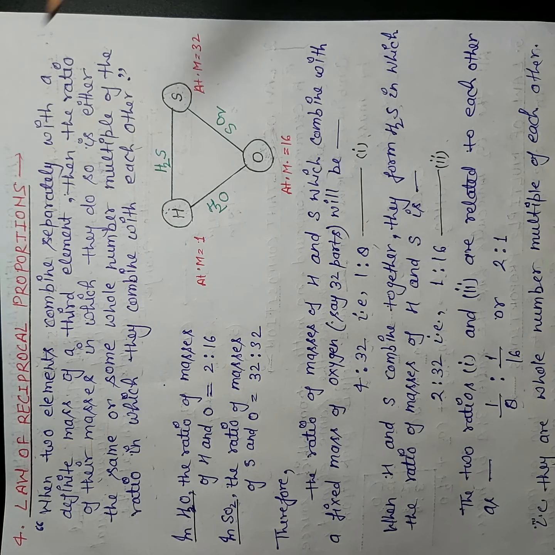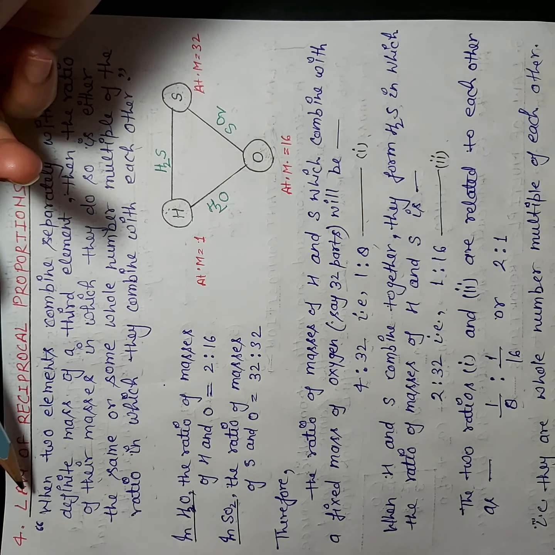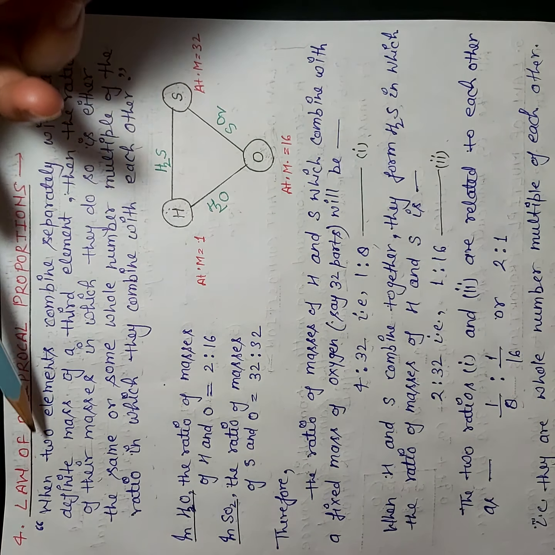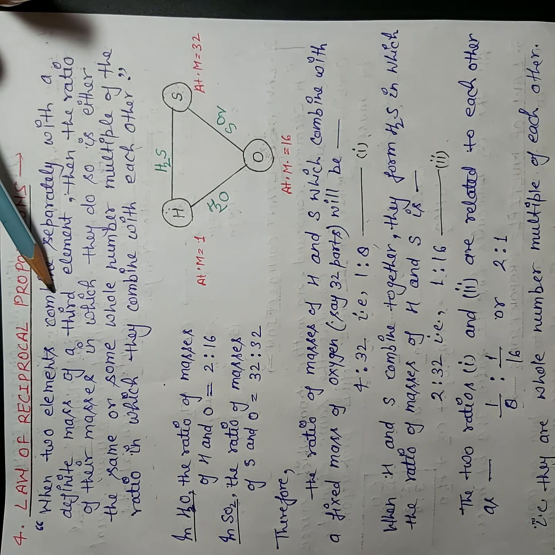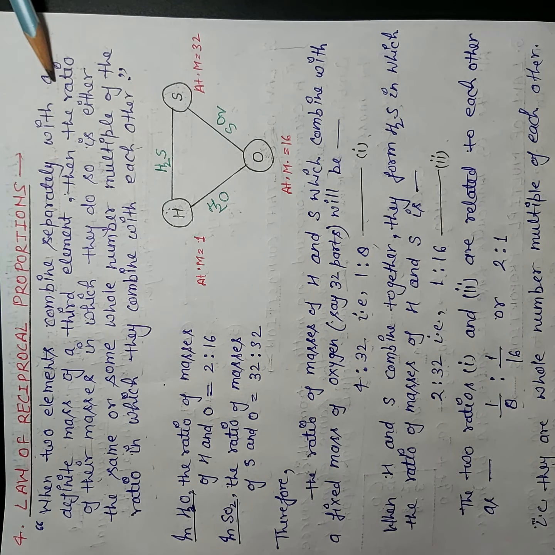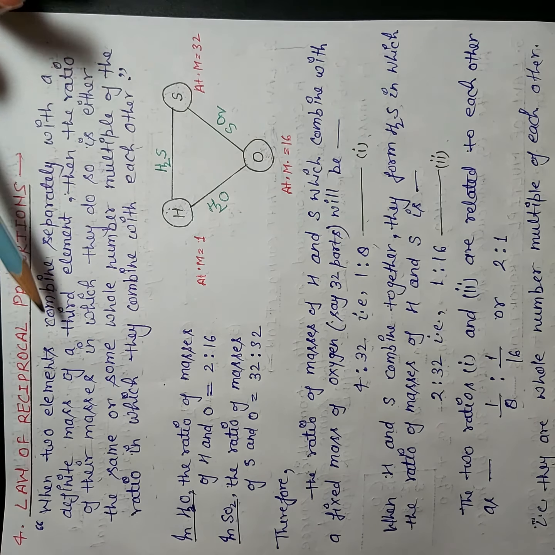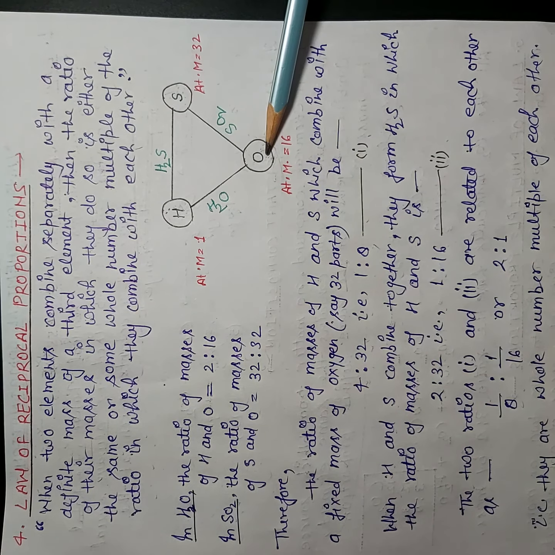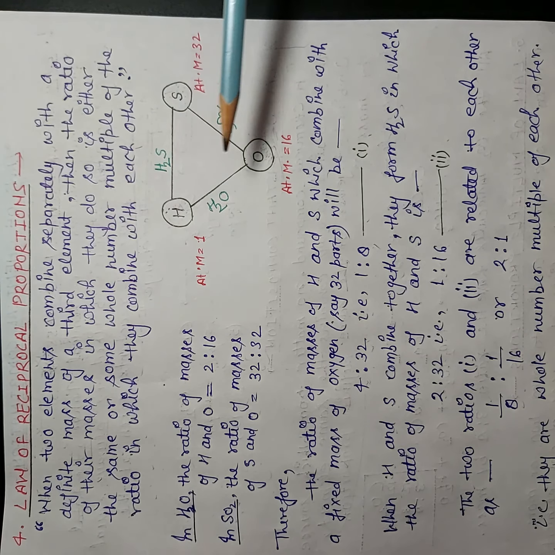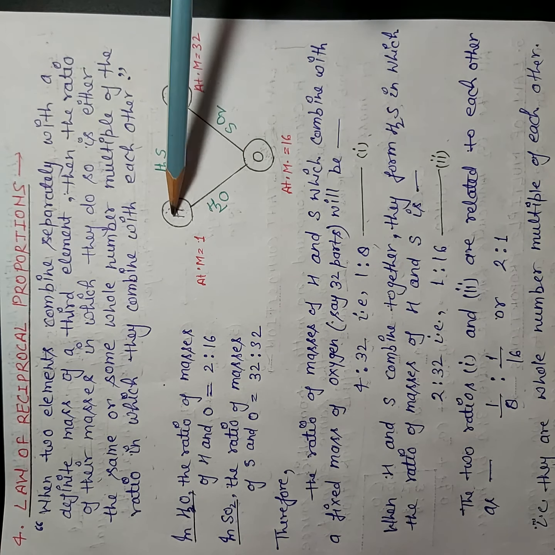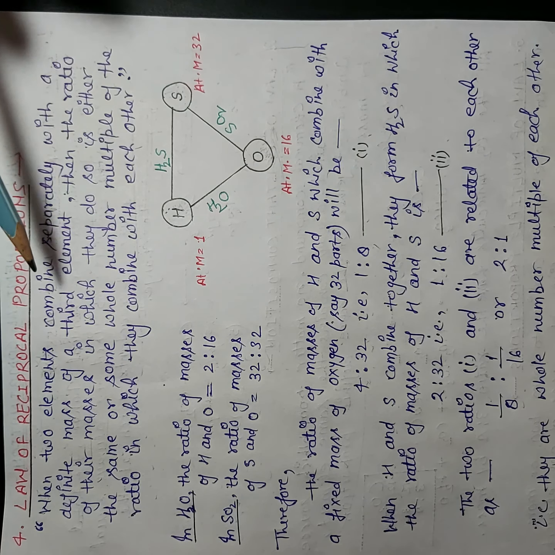Our next topic is the law of reciprocal proportion. So what is the law of reciprocal proportion? When two elements, suppose I have taken hydrogen and sulfur, combine separately with a definite mass of a third element, oxygen here, then hydrogen and oxygen will form H2O, and sulfur and oxygen will form SO2.